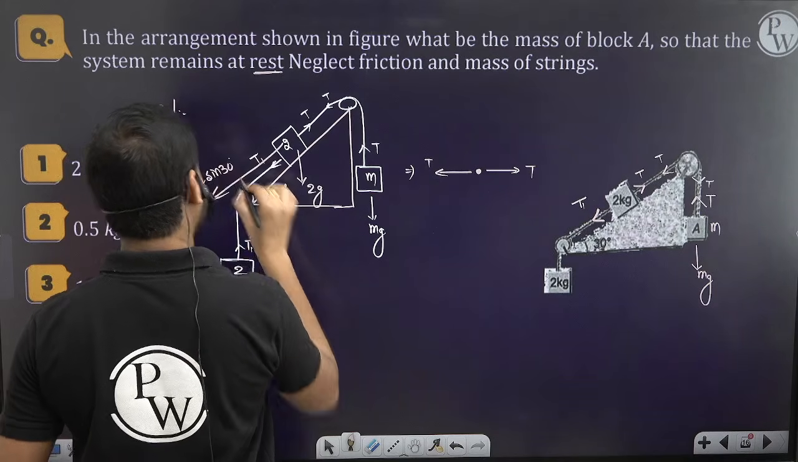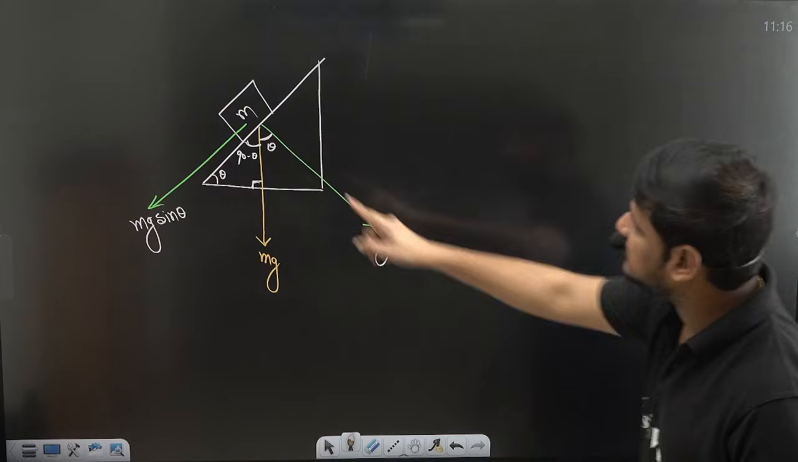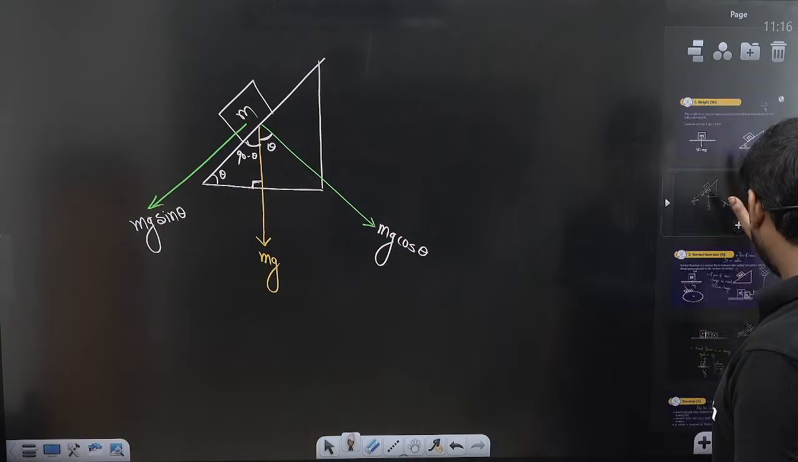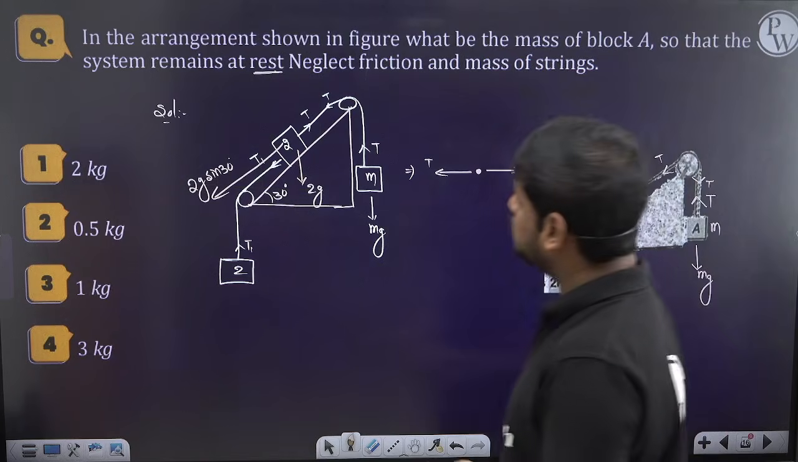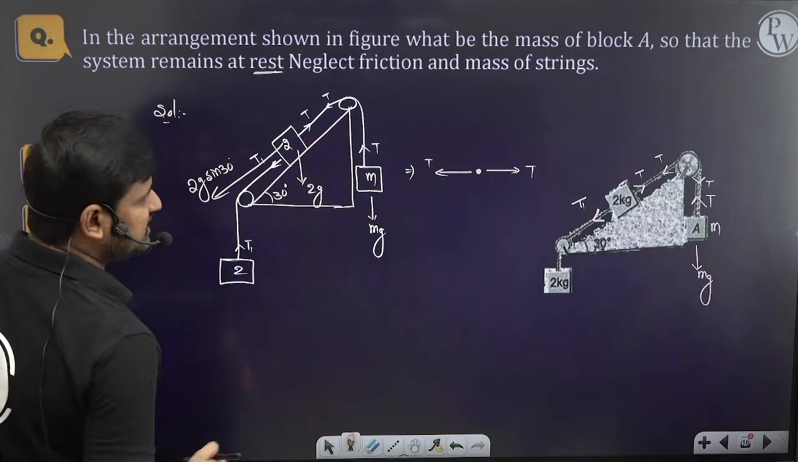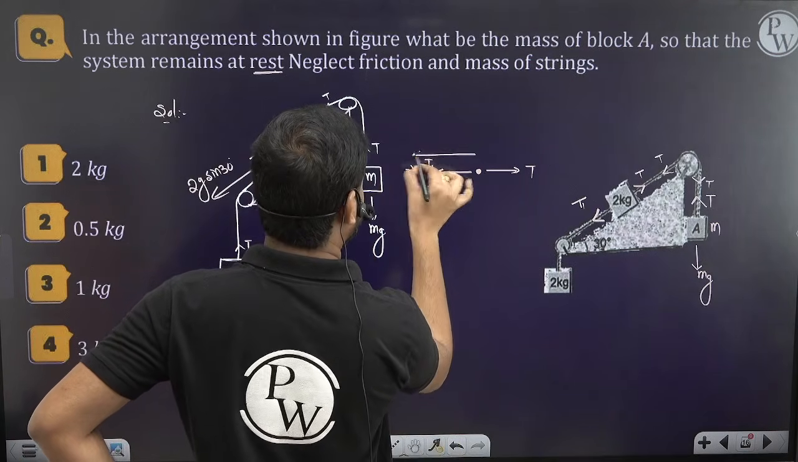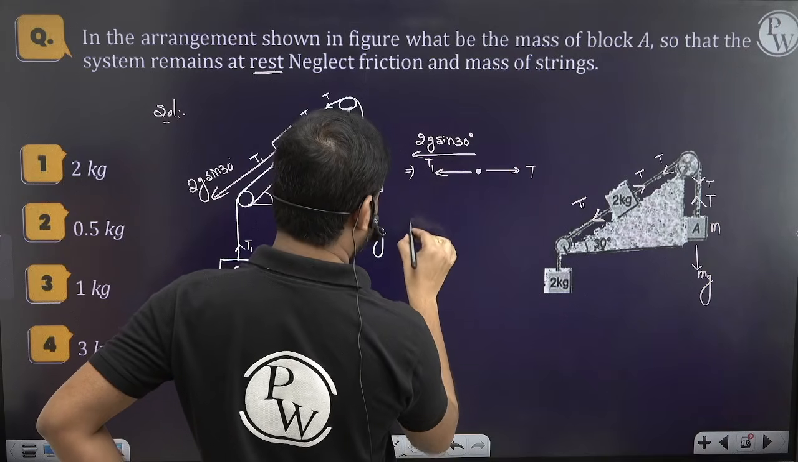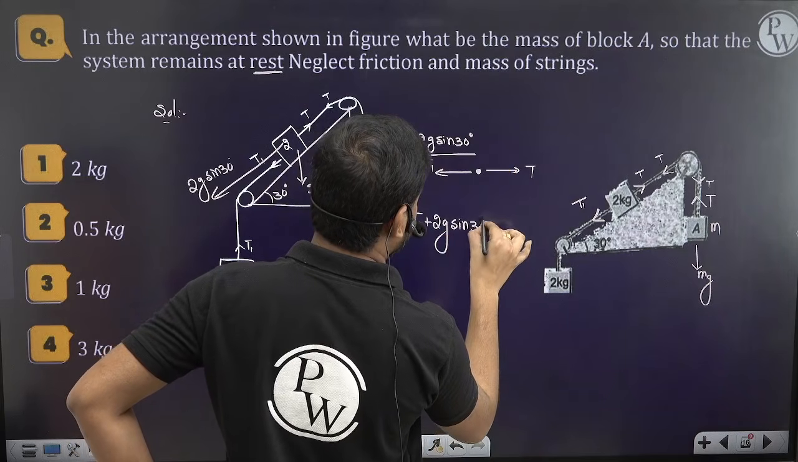Understand this one. When the mass m is there on the inclined plane, the mg sin theta will come along the inclined plane. Yes or no? In this particular situation also, 2g will act downside and along the inclined plane 2g sin 30 will come. So along T1, on this side, 2g sin 30 will come. So simply I can say that T1 plus 2g sin 30 is equal to T.